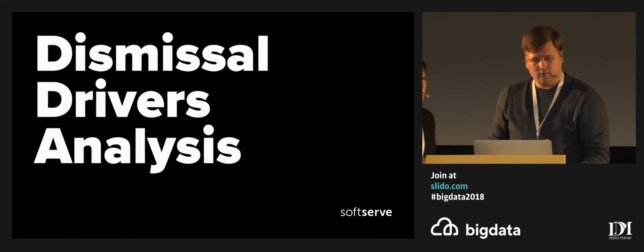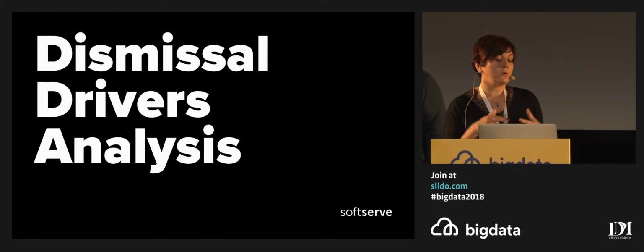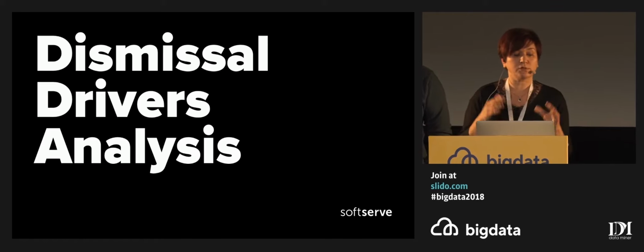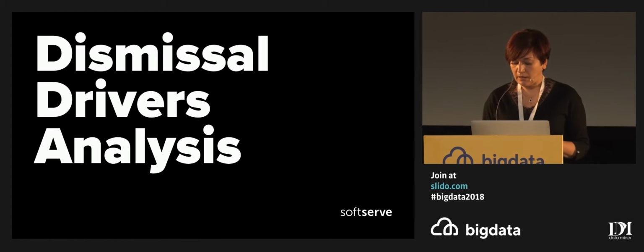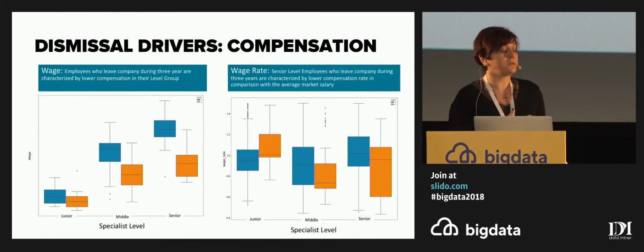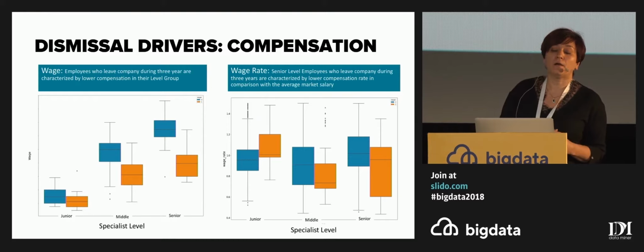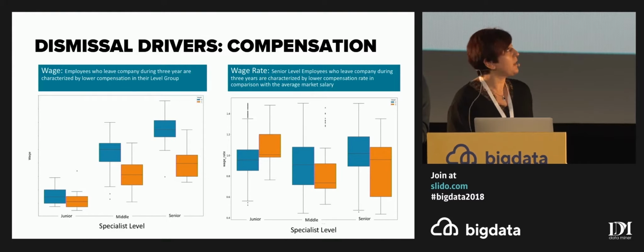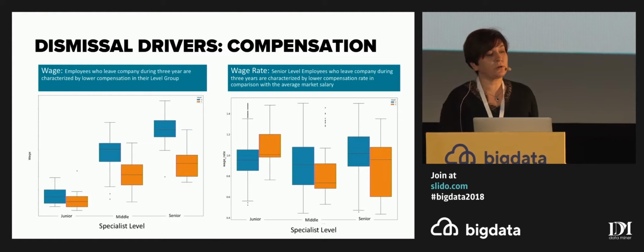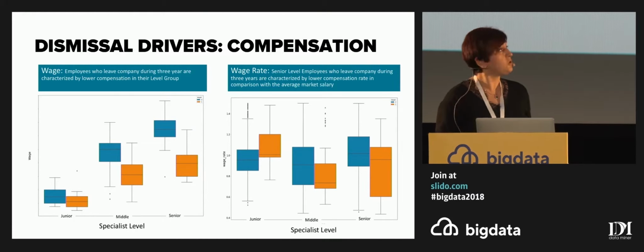Okay, Tanya? Okay. According to our research stages, we started from the dismissal drivers analysis. According to the analysis results, we defined several of the most important features that could be considered drivers of employee dismissal. And the first pair are related to compensation. In this case, we considered two features: wage and wage rate.